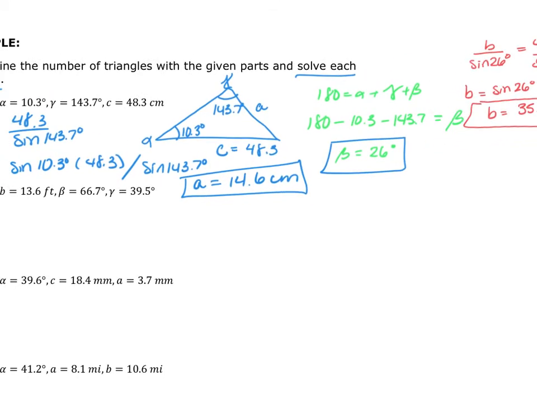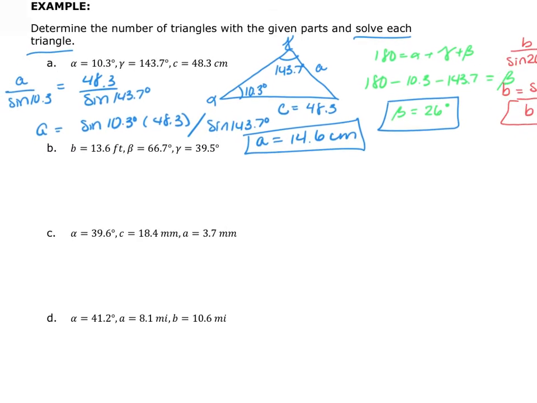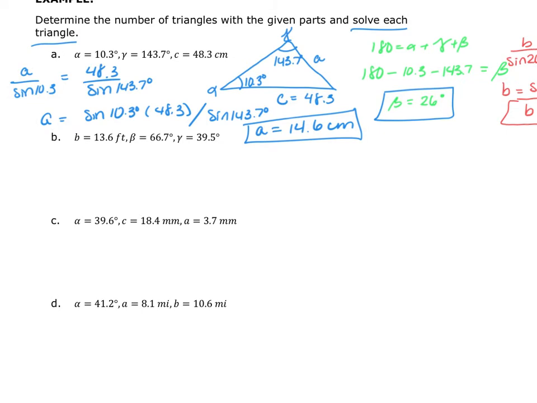Now let's take a look at my next example here. I have B, beta, gamma. So look, I write my triangle exactly the same every time. I'm going to put my beta here, and I write this as 66.7 degrees. I'm going to put B opposite it, which is 13.6 feet. I decided I'm going to put gamma here because I can. And my gamma is equal to 39.5, and my C is opposite it.